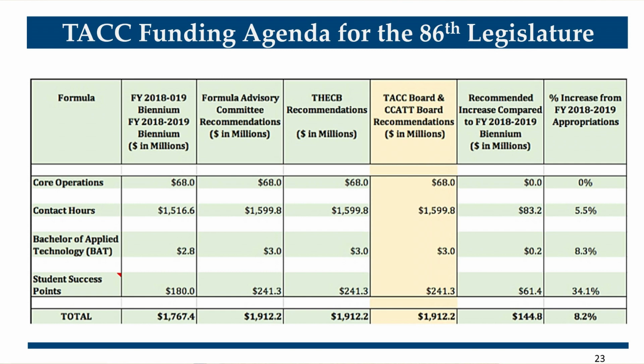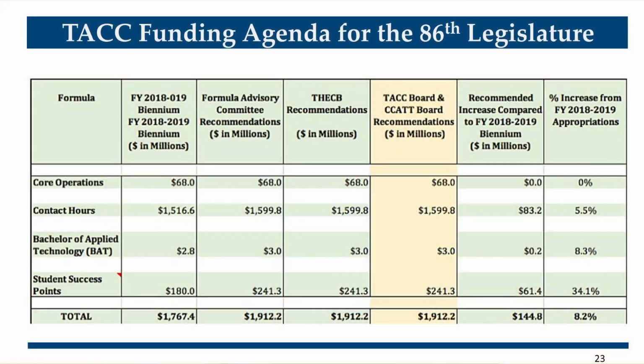But the other columns, why they're important, is the Formula Advisory Committee is a committee made up of CEOs working with the coordinating board around what the funding priorities are for the session. They're meeting right after the last session ends, and they made a recommendation of the different categories. Their recommendation goes to the coordinating board. The coordinating board approved that recommendation, and so that's at $1.9 billion. And then the yellow column is TACC and CAT. Our recommendation aligns with the coordinating board. That's important going into this session.